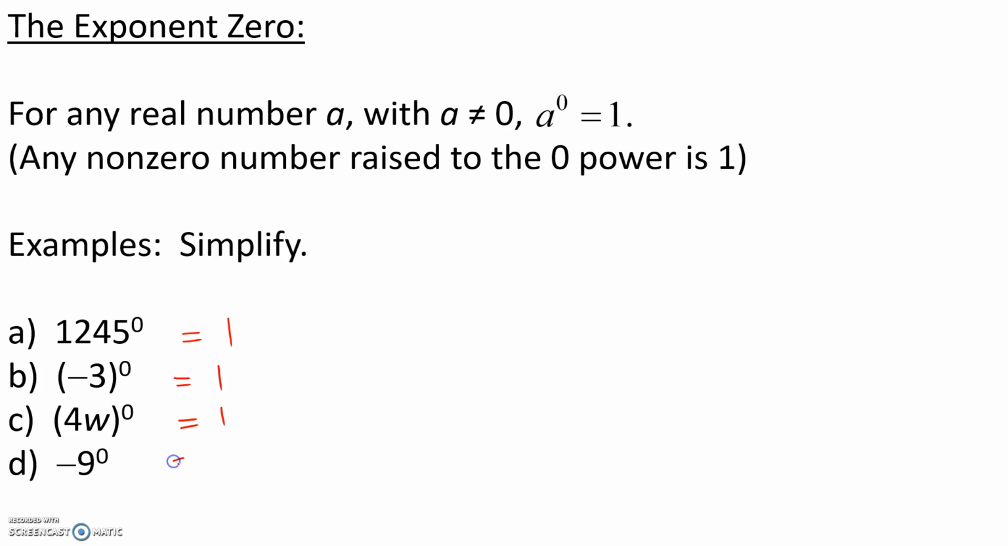Negative 9 to the 0 power. Now here we got to be careful. Notice that the 9 is not in parentheses. So what's actually happening here is we have a negative 1 times 9 to the 0 power, because the exponent 0 is only for the base 9, not for the negative sign. So negative 1 times 9 to the 0, which is 1, will be negative 1 times 1, which will give us negative 1 as the answer.